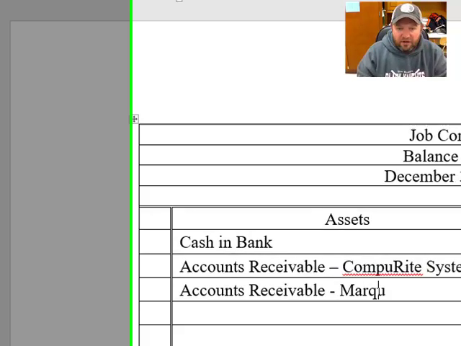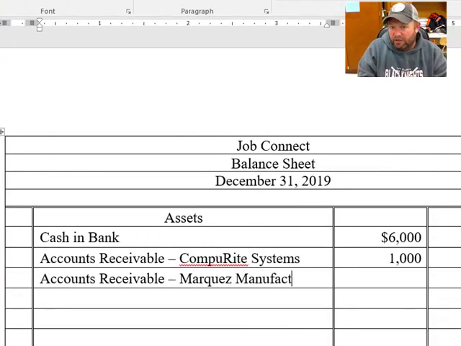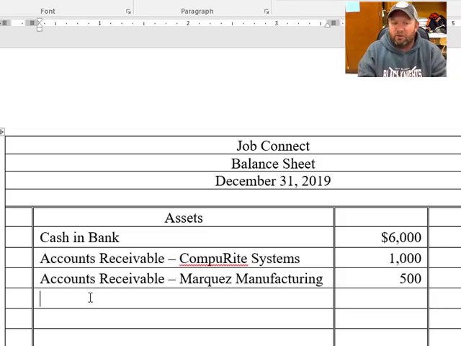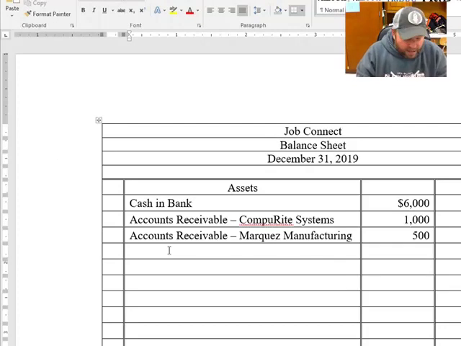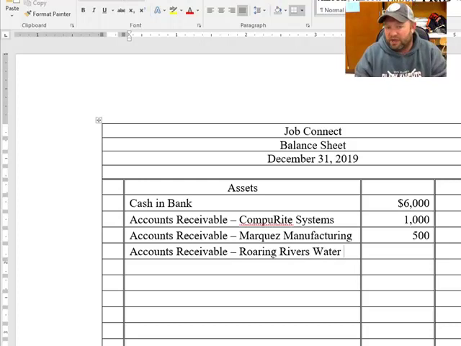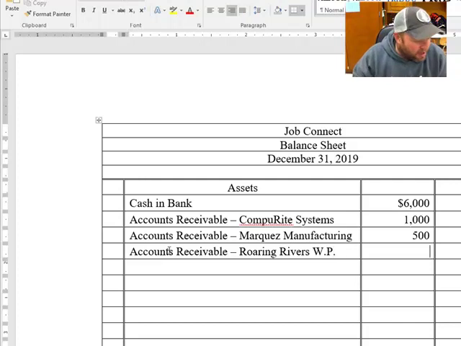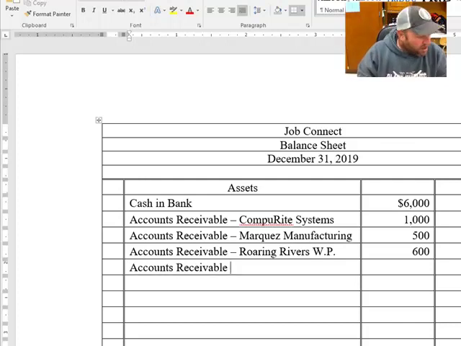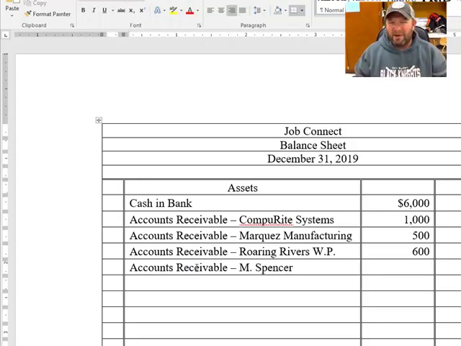And then this one is Marquez Manufacturing. I don't know what they owe us, but we know they owe us $500. I don't really have anything to make up at this point in time. Whatever you want to call it. All right, another accounts receivable, and this one is Roaring Rivers Water Park. I'm running out of space, so I'm just going to leave it like this. Water parks are closed anyway, so they owe us $600. And then our next accounts receivable is from M. Spencer, and he owes us $200.